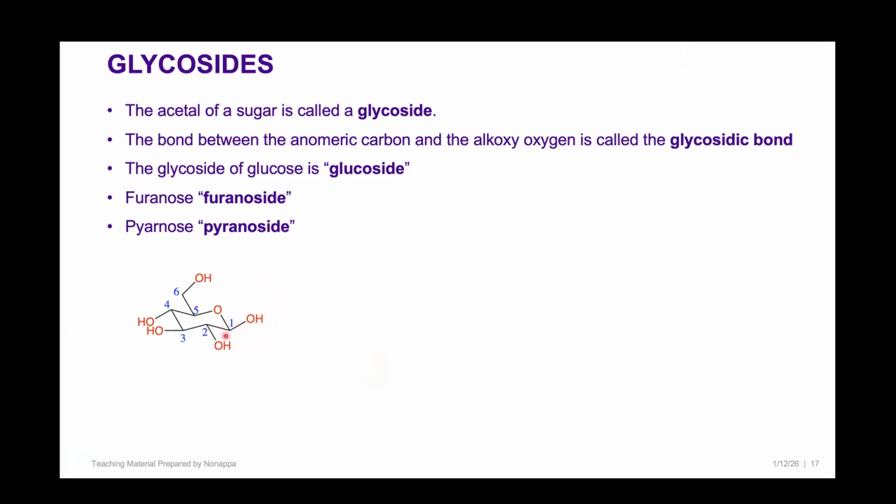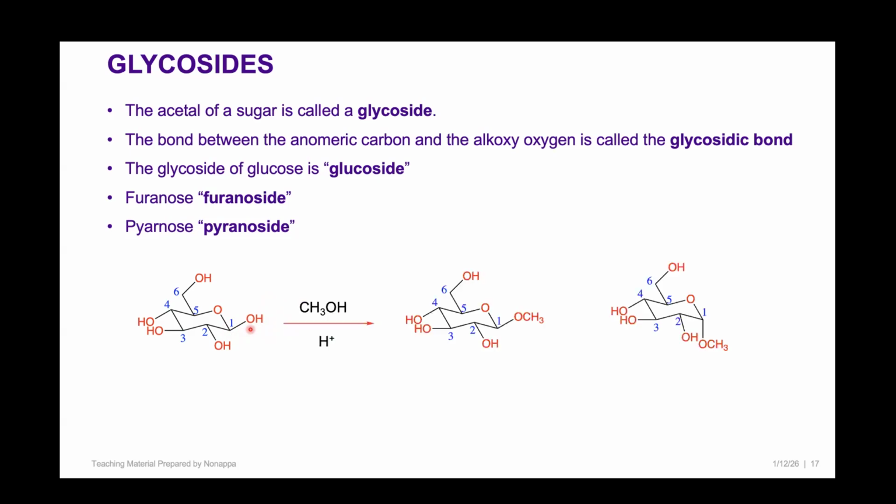That means it is always associated with the anomeric carbon, that's carbon number 1. The bond between the anomeric carbon and the alkoxy oxygen is called the glycosidic linkage. So when we refer to a glycosidic linkage, we always begin with the anomeric carbon. The glycosides of glucose are called glucosides. If the ring is pyranose, then it's called a pyranoside. If it's glucose in a pyranose form, glucopyranoside. Furanoses are known as furanosides.